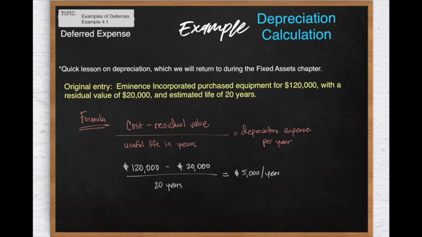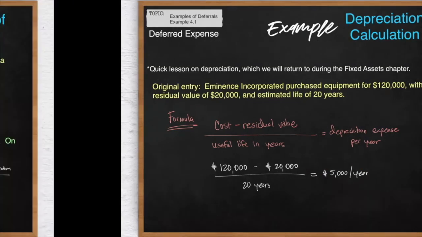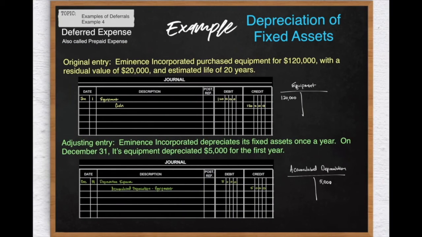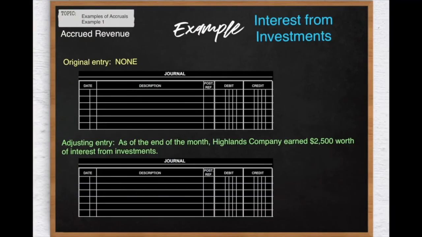But again, in this chapter, you don't really need to know that in detail, because we will go over depreciation and types of depreciation in future chapters. So there's that $5,000. That's how we calculated that amount from the given information. Now let's go over accruals.